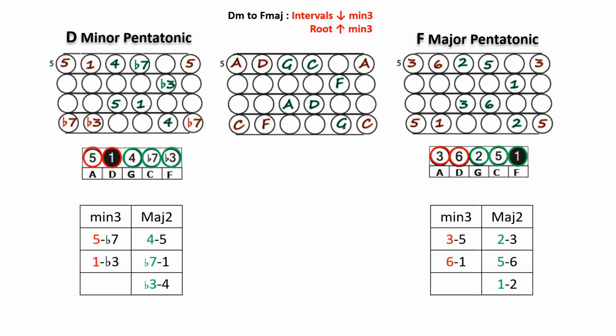Every minor pentatonic scale has a relative major scale with the same notes. A shortcut to use here is to descend a minor third from minor pentatonic intervals 5, 1, 4, flat 7, and flat 3 to derive major pentatonic intervals of 3, 6, 2, 5, and 1.